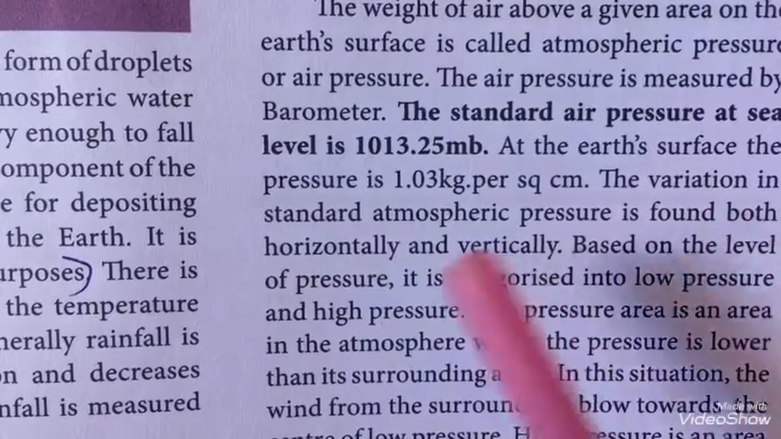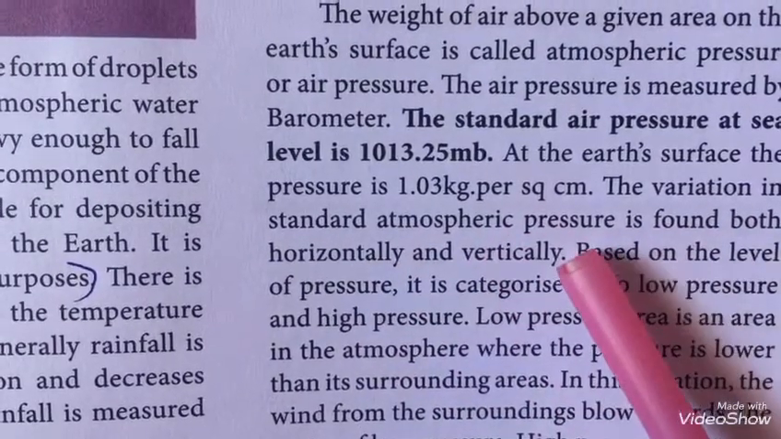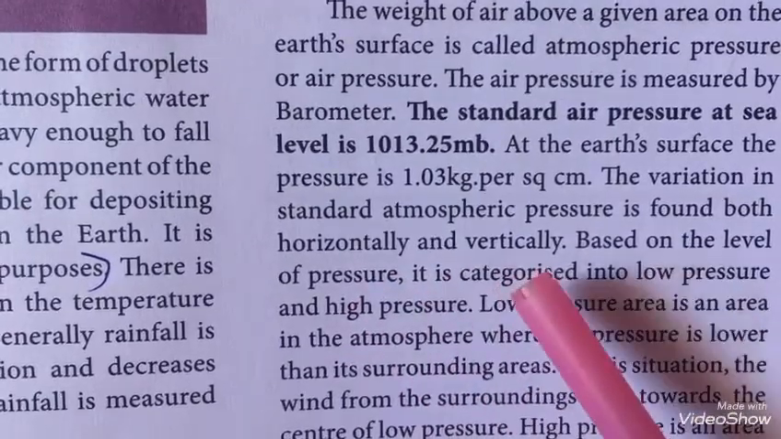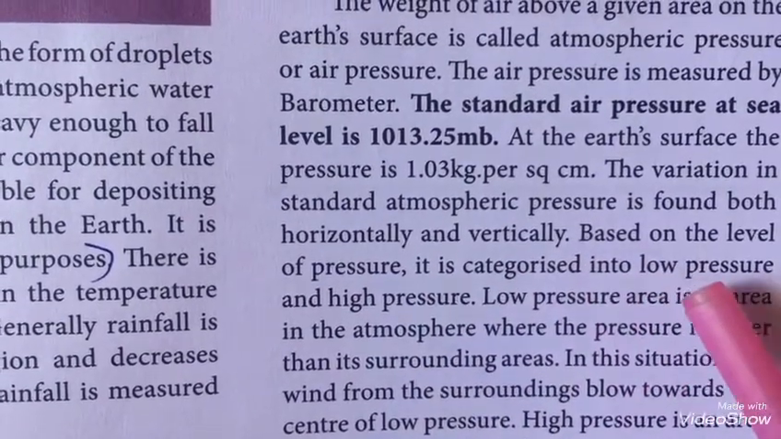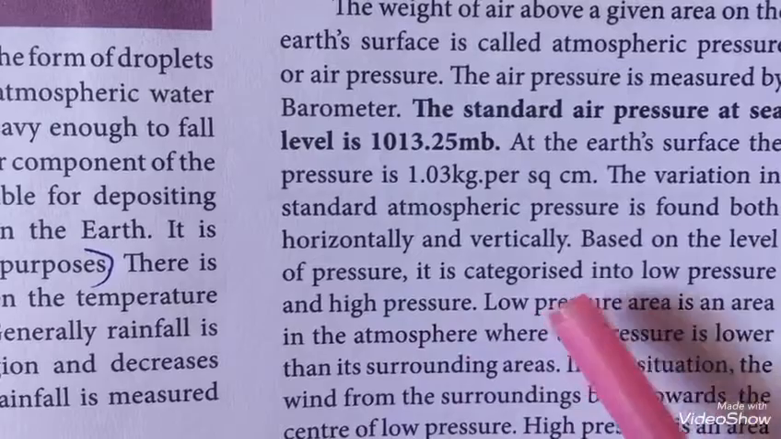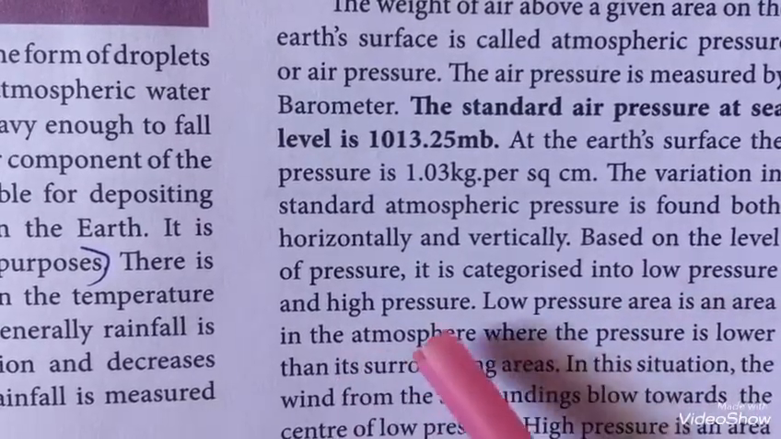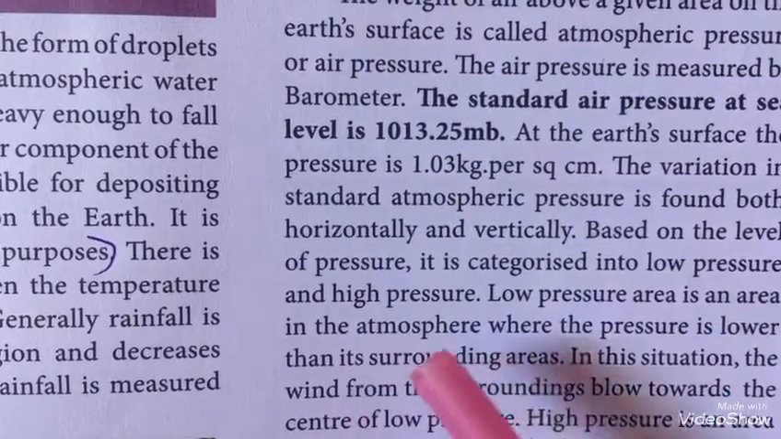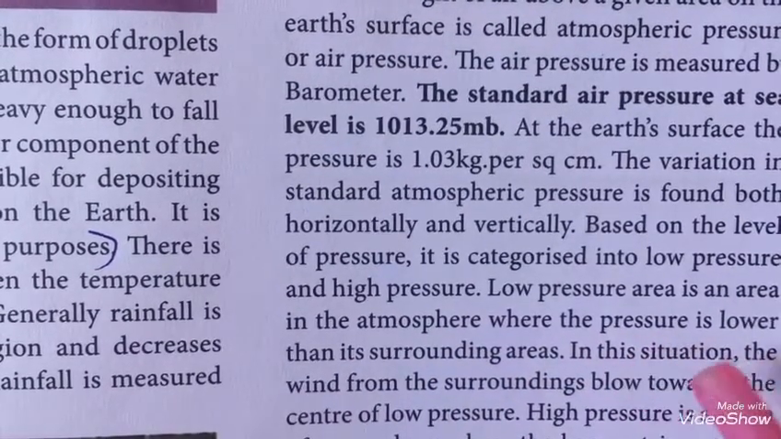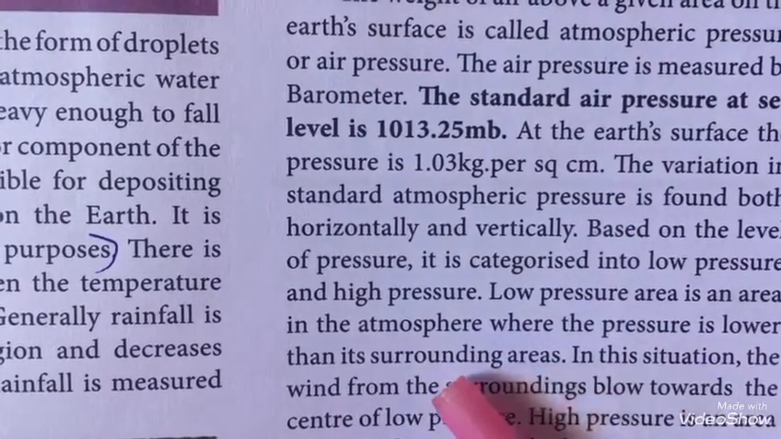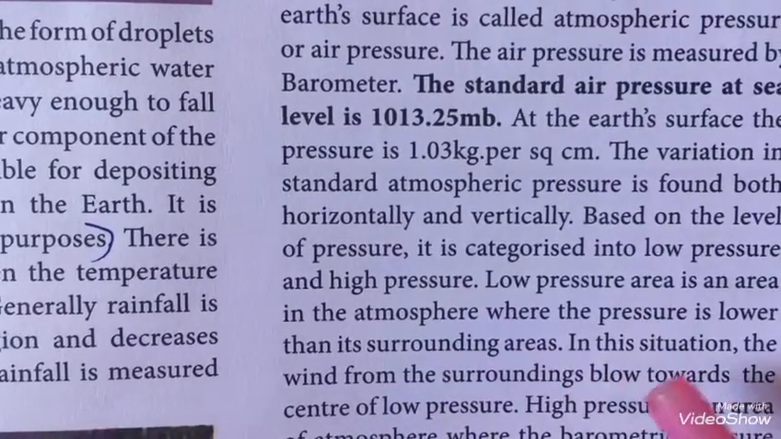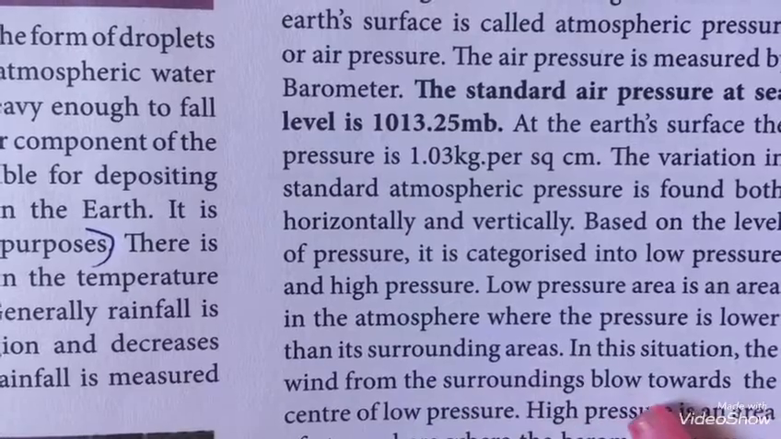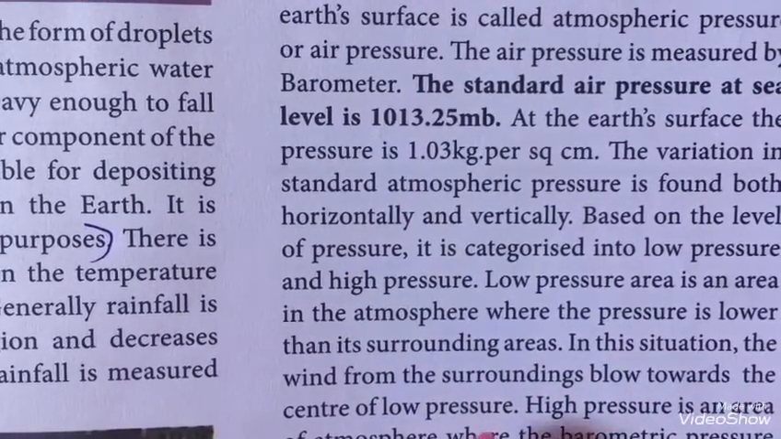The variation in standard atmospheric pressure is found both horizontally and vertically. Based on the level of pressure, it is categorized into low pressure and high pressure. A low pressure area is an area in the atmosphere where the pressure is lower than its surrounding areas. In this situation, the wind from the surroundings blows towards the center of low pressure.